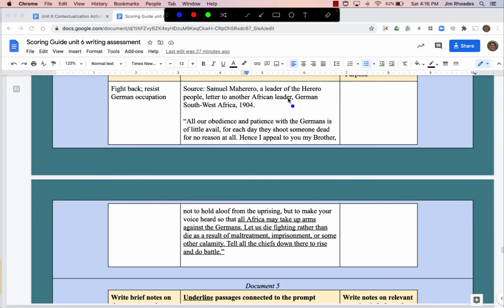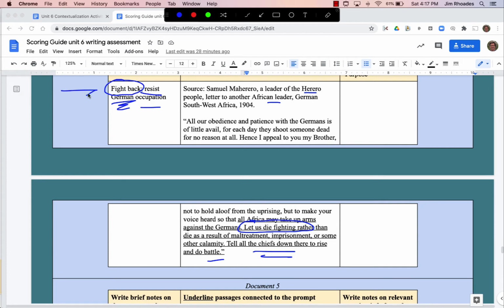In document 4, we had a leader of the Herero people in a letter to another African leader. And he says a lot of things. I'm not going to read the whole thing, but he says, let us die fighting rather than as a result of all these things. Tell the chiefs to rise up. So I put, now we have fighting back. And so I could be a bit more specific. I said they're resisting German occupation. Remember, I don't want to say the same thing over and over again.